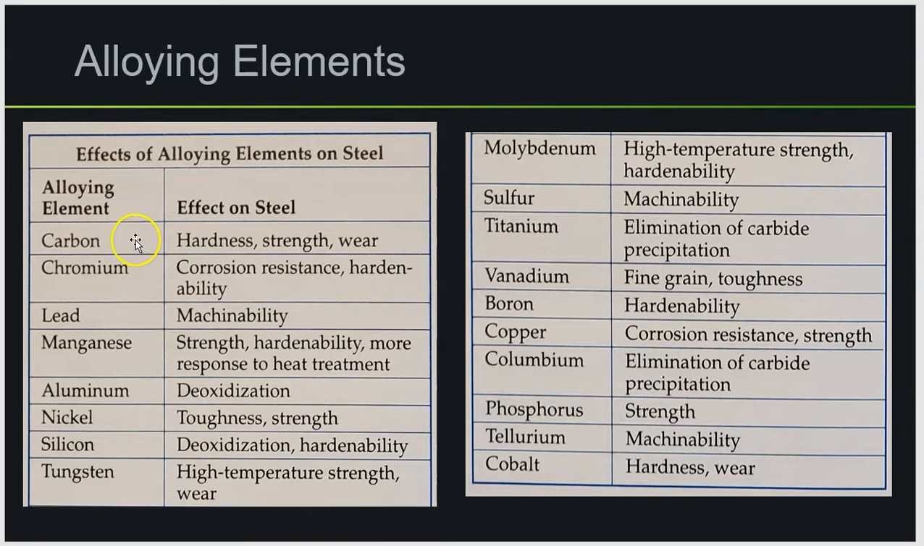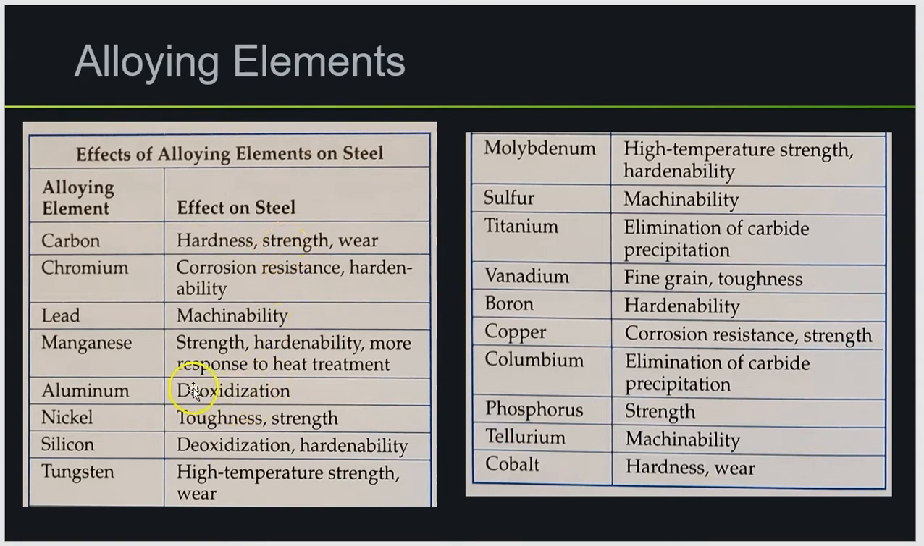The first one, let's take carbon. As we start adding carbon to steel, it's going to increase hardness. It's also going to have an effect on strength, and that effect is going to be dependent on how much carbon. If you add too much carbon, you're going to increase hardness, but you're going to decrease strength. If you add just the right amount, you can get a good balance between the two.